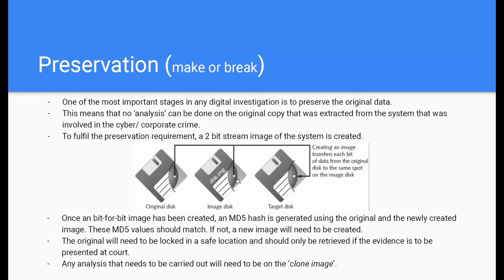But once you do a bit-stream copy, you essentially have an exact like-for-like image of your original disk. So any data that's stored, any garbage data that is marked for deletion, that is on the disk, any unstructured data, any gaps, any free space, any information at all on the original disk, it will be exactly replicated on the copy disk.